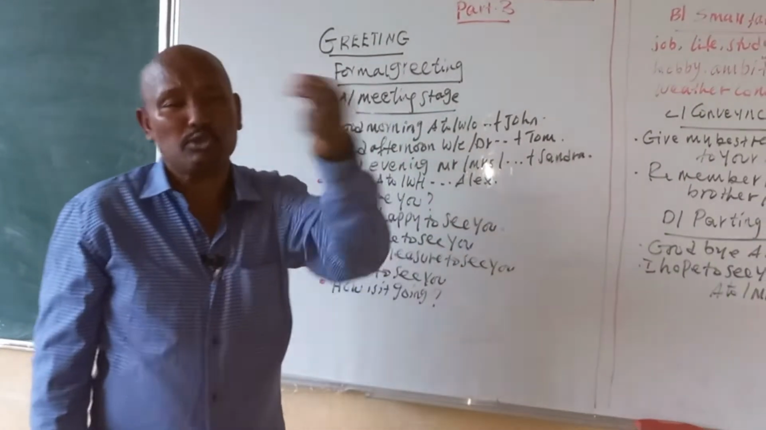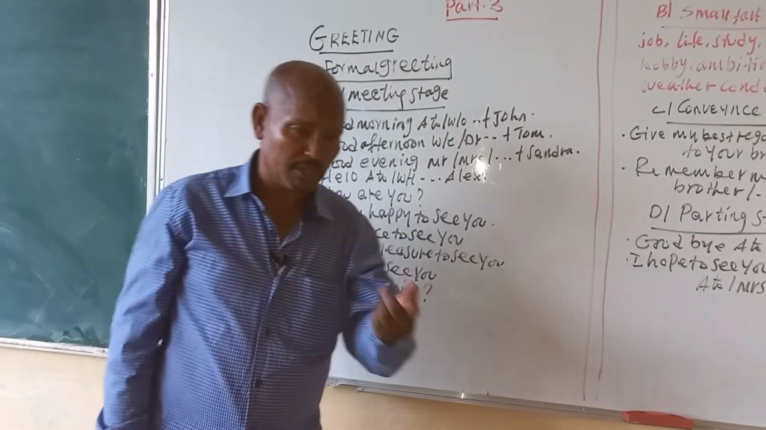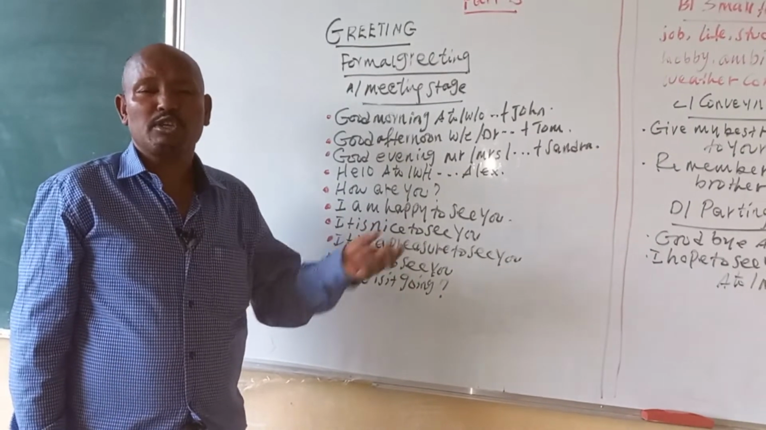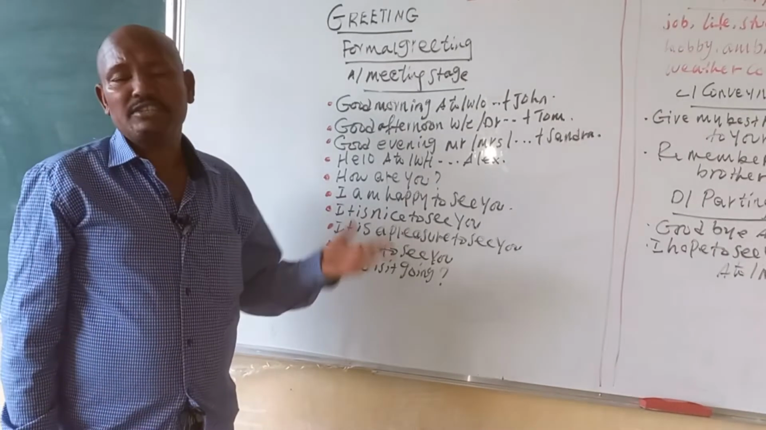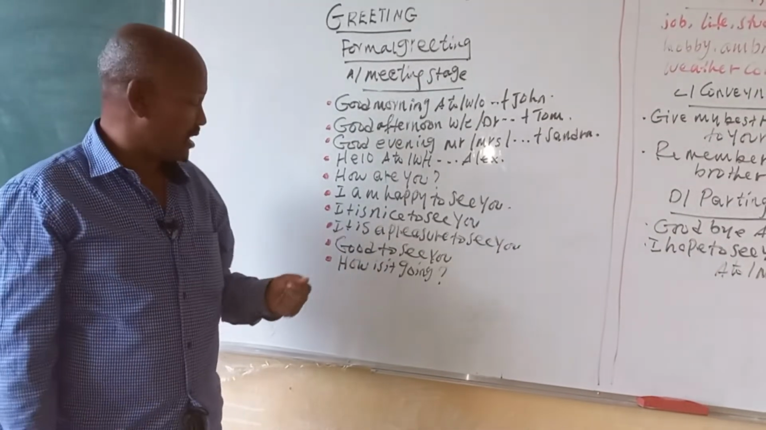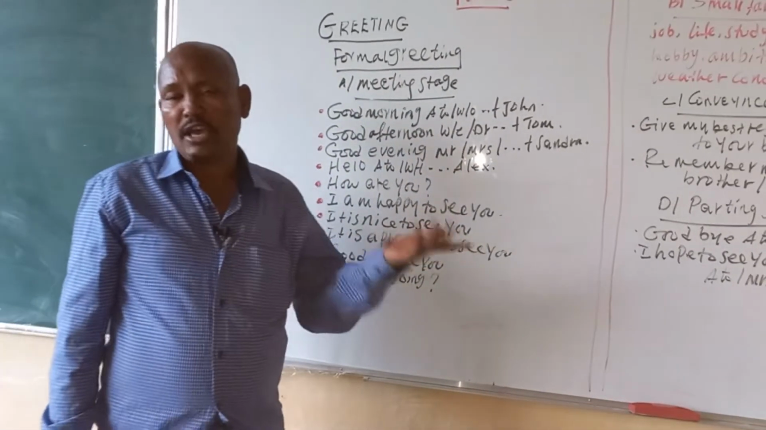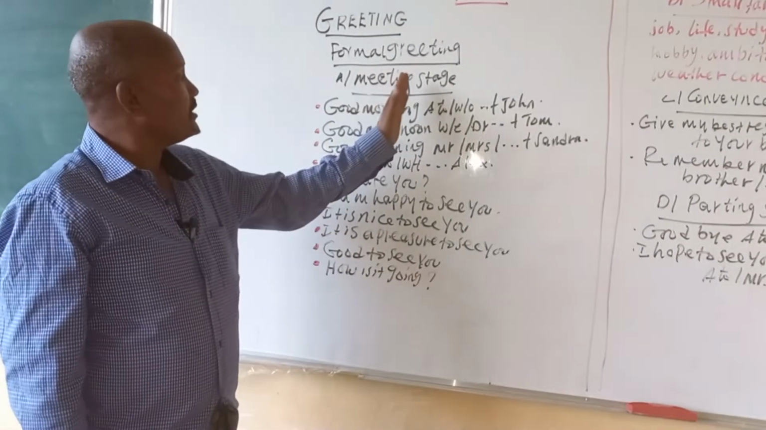And the other, I'm happy to see you. I am happy to see you too, Mr. Thomas. These expressions are very important. And another, it is nice to see you, Mr. John. It is nice to see you too, Miss Sandra. It is a pleasure to see you. It is a pleasure to see you too, Miss Sandra. Good to see you. Good to see you too. How is it going? Very well, thank you. And you? So these expressions are commonly used under the meeting stage.